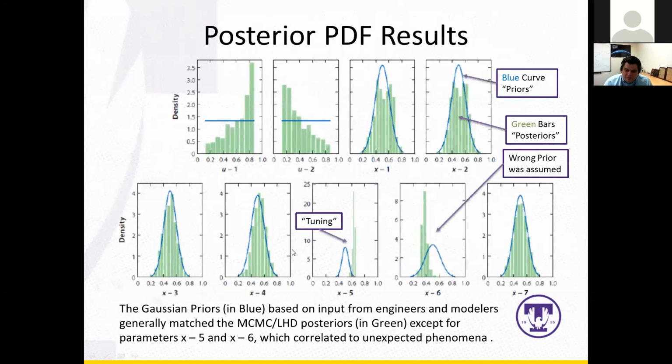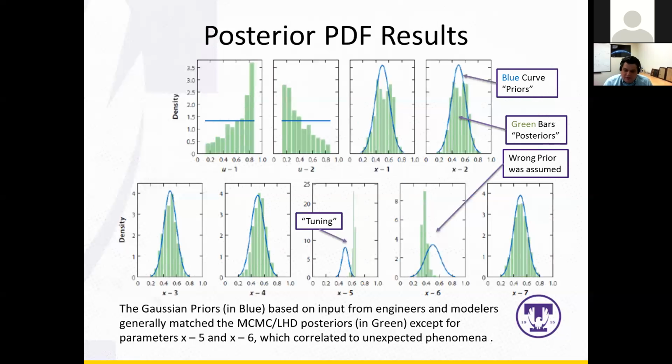After they've done the computer model for vehicle 1, you go back and generate posteriors. The blue lines represent the priors that were fed in for each of the parameters. U1 and U2 are the calibration parameters. X1 through 7 are the measured parameters. As you can see, it's a normal distribution. It's been normalized, so the scale is 0 to 1 on everything.